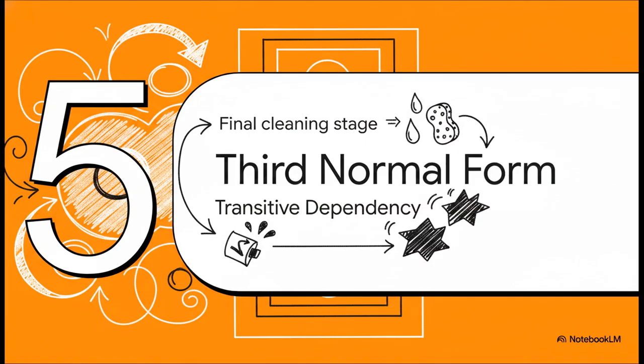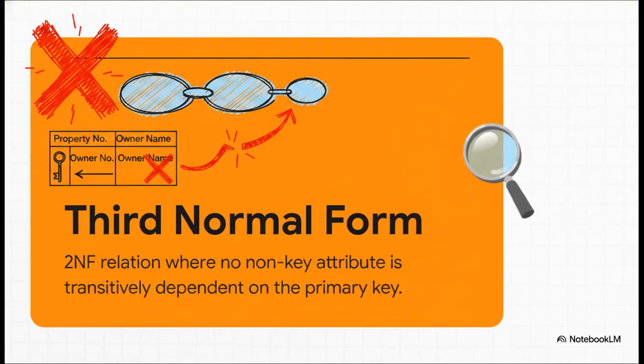We need to move to our final cleaning stage, Section 5, Third Normal Form. This is where we eliminate the absolute last hiding places for those update anomalies we talked about earlier. To reach 3NF, we have to completely destroy something called a transitive dependency. What is that? It's basically when a non-key attribute secretly depends on another non-key attribute instead of the primary key. For example, if you have a table where the primary key is property number, but you also have an owner name field, the owner name actually depends on the owner number, not the property number. The dependency is jumping through a middleman.